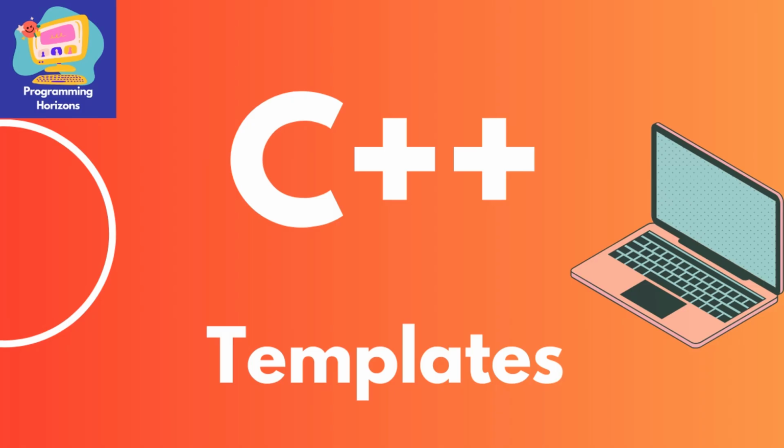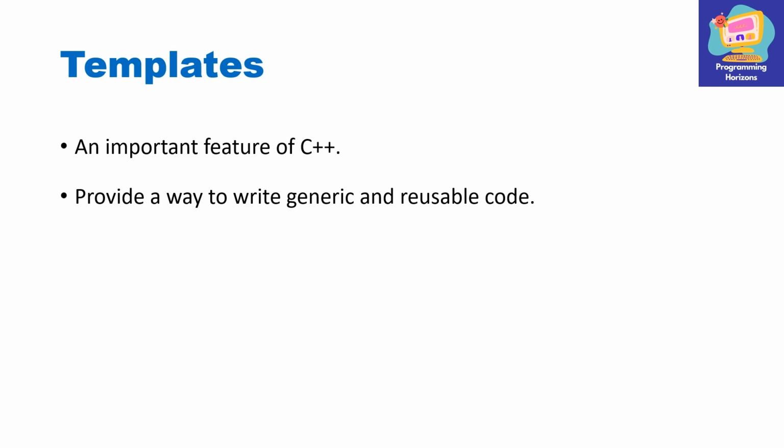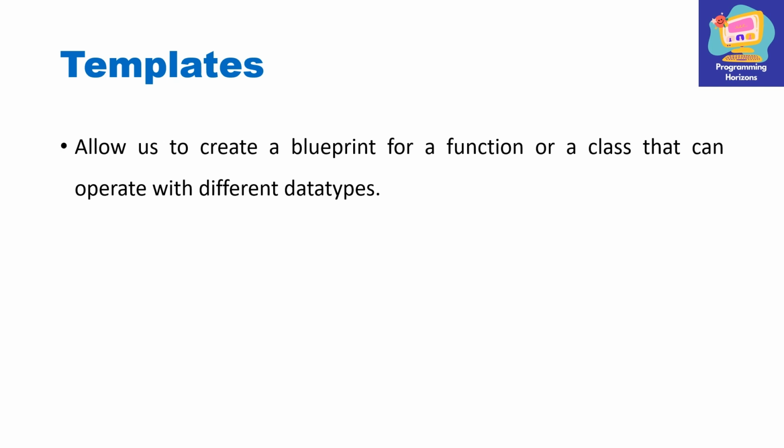Let us learn about templates in C++. An important feature of C++ is templates, which provide us a way to write generic and reusable code. When you define a template, you are creating a blueprint for a function or a class that can operate with different data types. However, the actual code for that function or class isn't generated until you specify the concrete data type to use with that template.